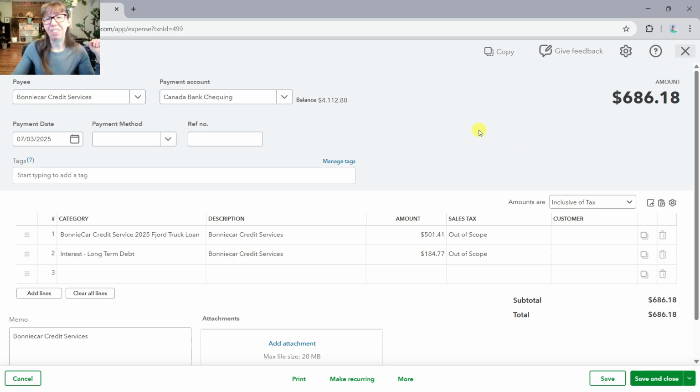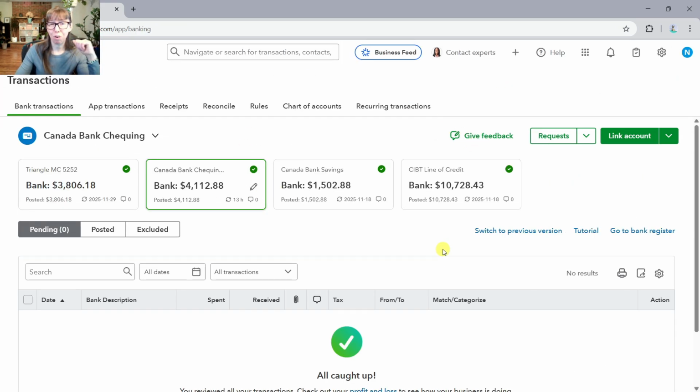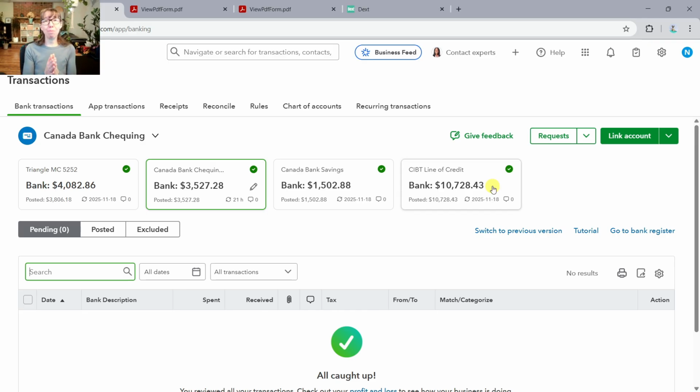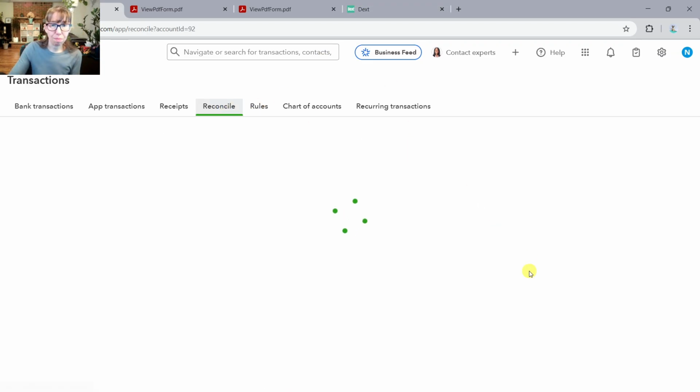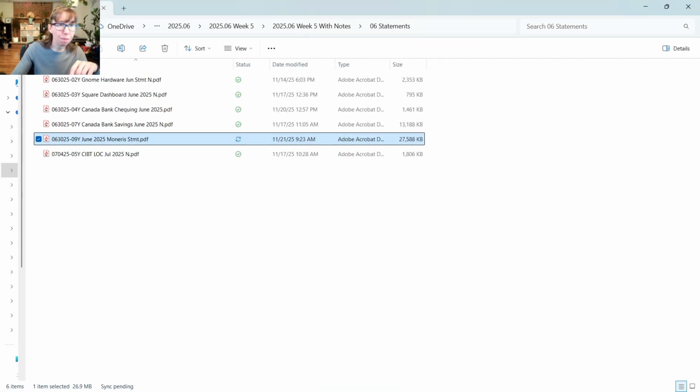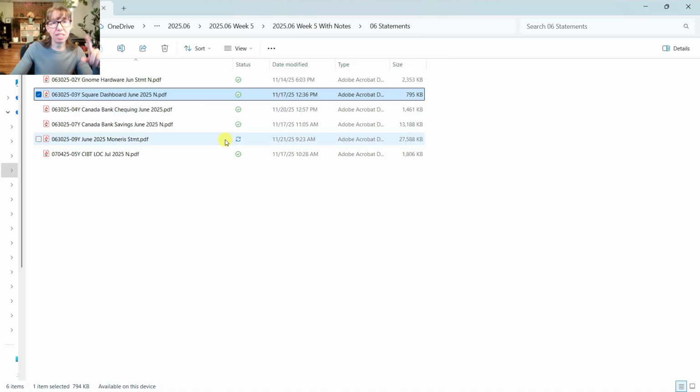So now we have cleared the bank feeds for June. Now it's the end of the month. We still have a statements folder. We've got some more work to do. The next thing I like to do is reconcile all of the bank accounts that I have statements for. Let's go ahead and reconcile, and let's see what statements we have. Now, the next one is the Square dashboard. We are going to reconcile the Square and the Moneris clearing accounts.